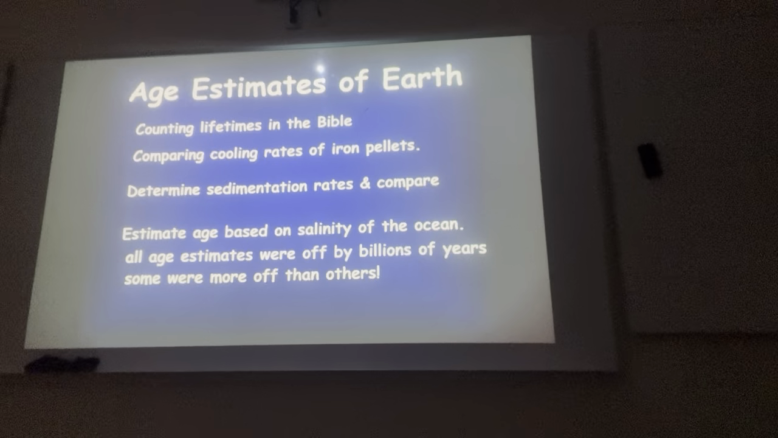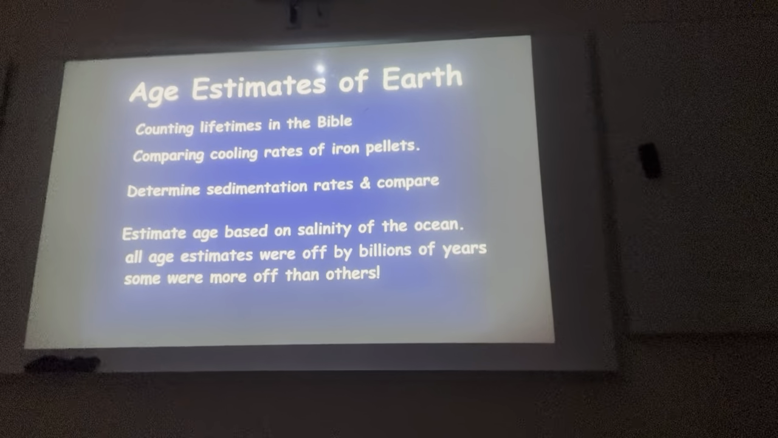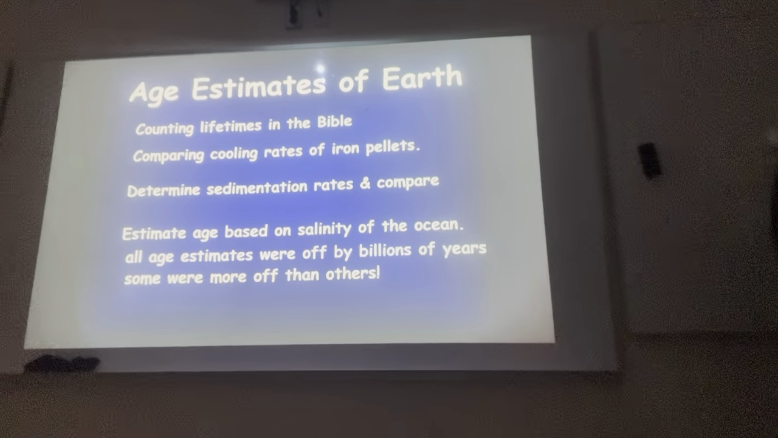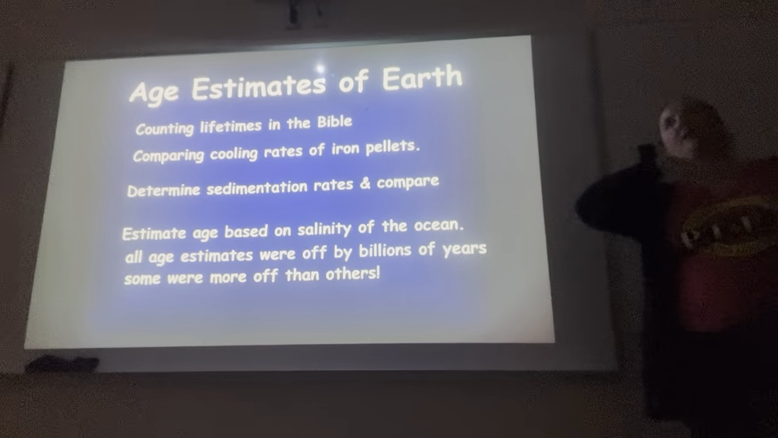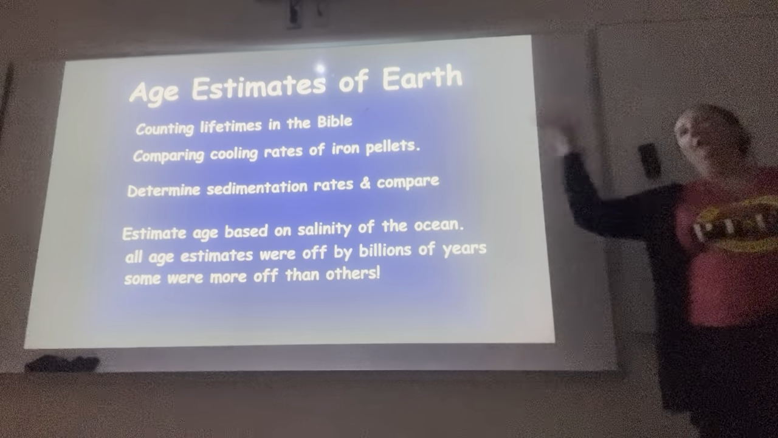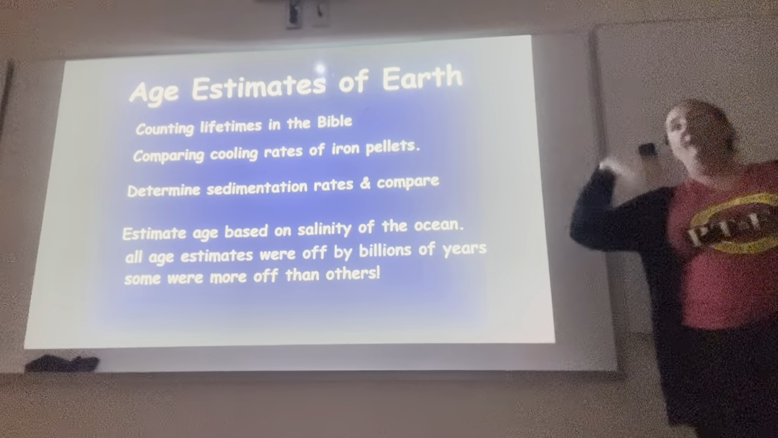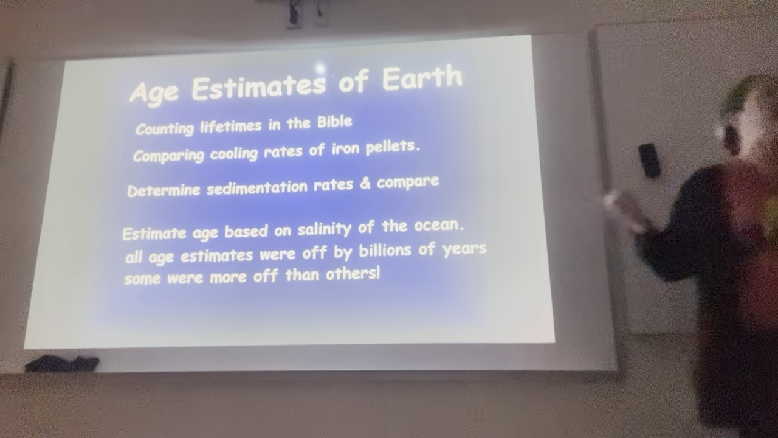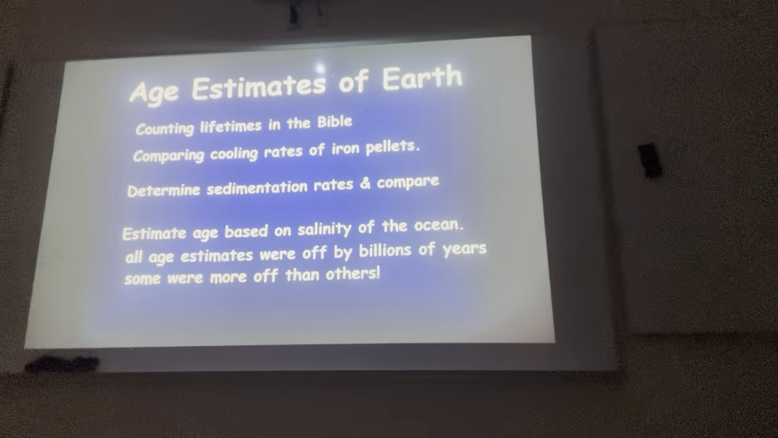Some people estimated the age of the Earth by looking at the number of lifetimes that are accounted for in the Bible. There's a whole section where they talk about this person begat this person, begat this person. So they counted back and said, based on the fact that, according to the Bible, these are all the people who then begat other people, if we look at their lifetimes, we can figure out about how long the Earth has existed.